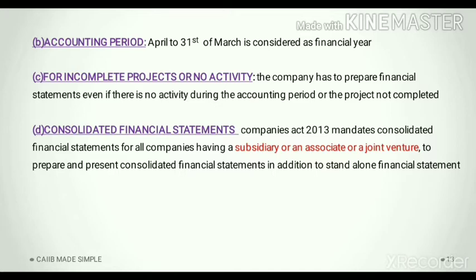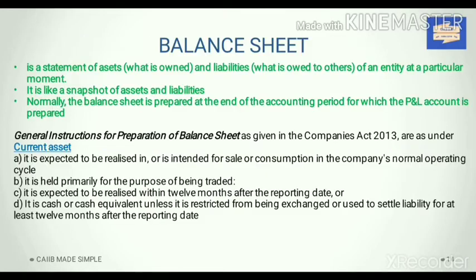Next is consolidated financial statements. The Companies Act 2013 mandates that all companies having a subsidiary, an associate or a JV, joint venture, prepare and present consolidated financial statements in addition to standalone financial statements. So the companies having this type of subsidiary or JV have to submit consolidated financial statements in addition to the balance sheet and profit and loss accounts.